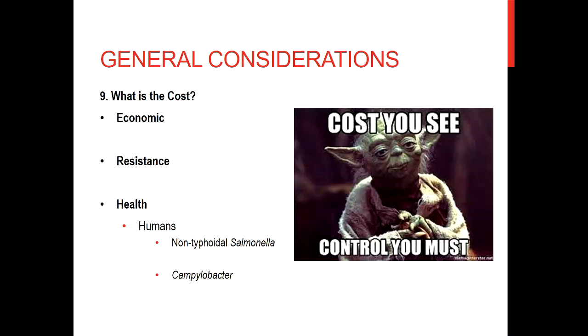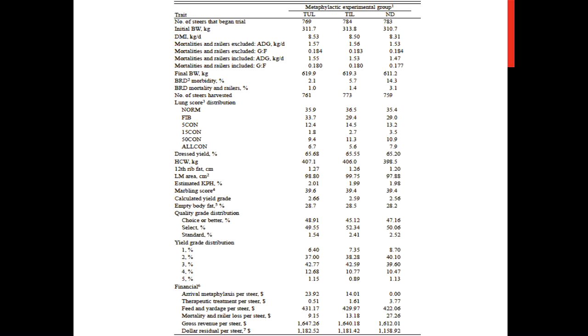All right. Next, what is the cost? And there's economic costs, but there's also resistance and health that we've got to think about. This is looking at the economic costs. This is a study where they compared tulathromycin to tilmicosin to nothing for mass medicating feedlot heifers considered to be at high risk of disease.